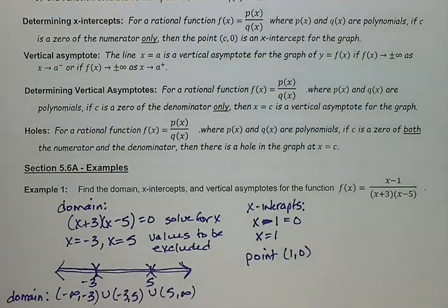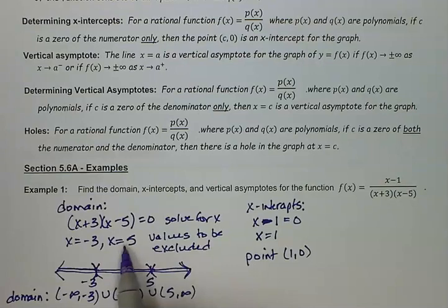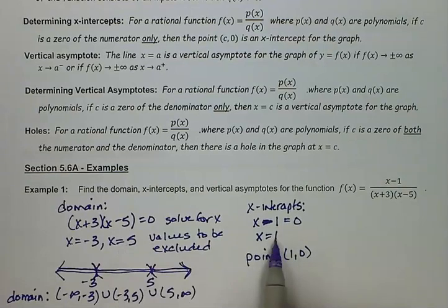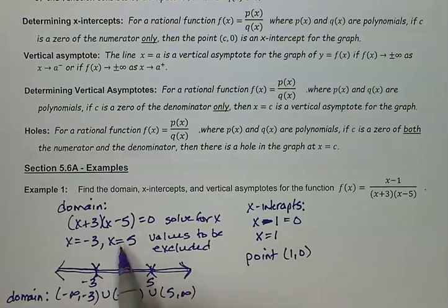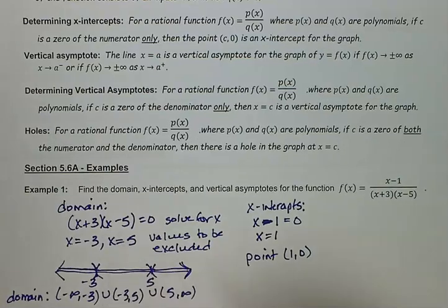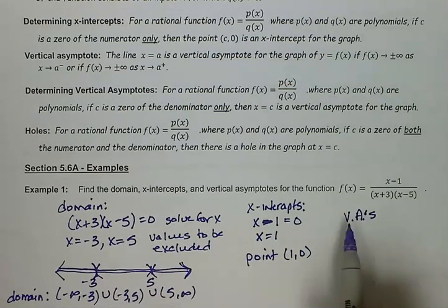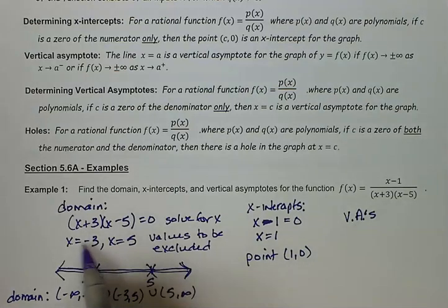The last thing we're going to talk about is the vertical asymptotes. Notice that when we found the values to be excluded from our domain, and we found the value for our x-intercept, these didn't match at all. What that means is that the two values we excluded from the domain are automatically where our vertical asymptotes are. I'm abbreviating vertical asymptote as VA. I'm going to have vertical asymptotes at x equals -3 and x equals 5.